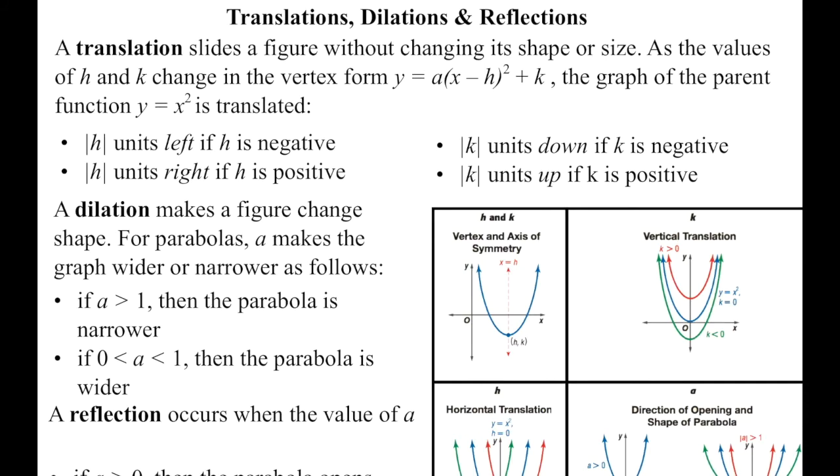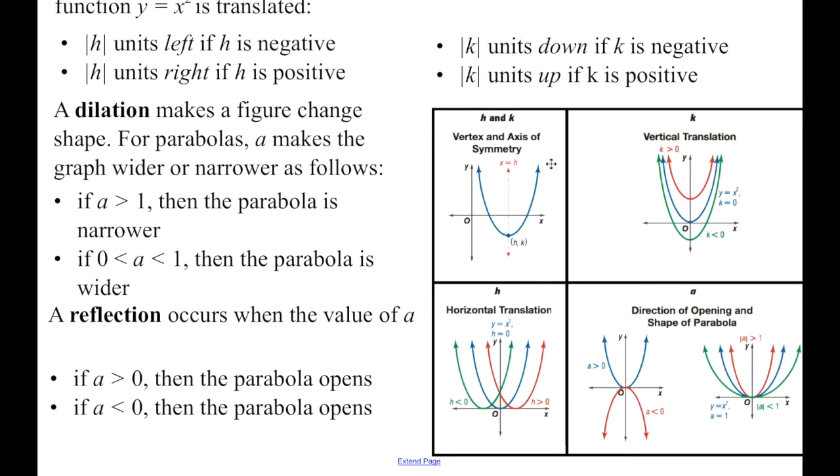And I know on your notes this probably doesn't appear as clearly as it does in the video. So if you want to make any notes on this table, this is a pretty helpful little table here. And I know the colors help. The blue is the parent function on all of these, y equals x squared. And then the red and the green graphs are different transformations of the parent function.